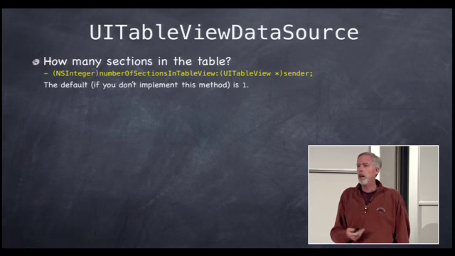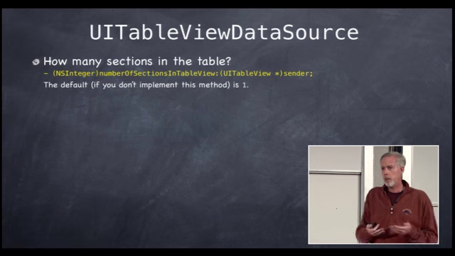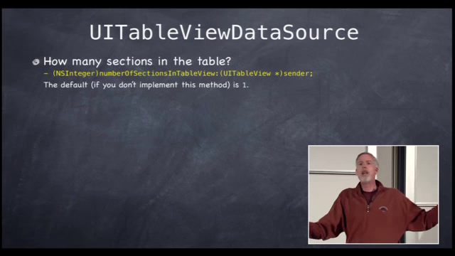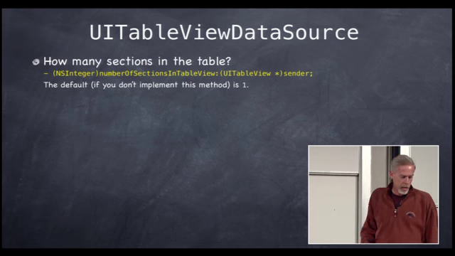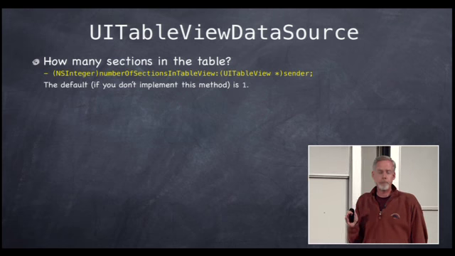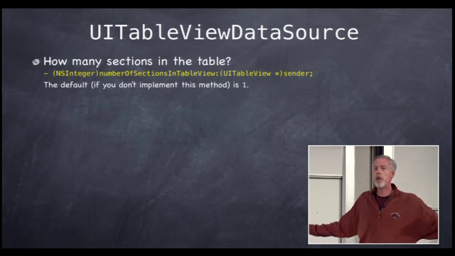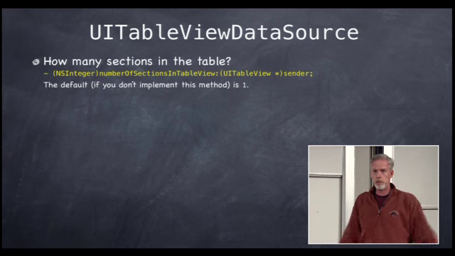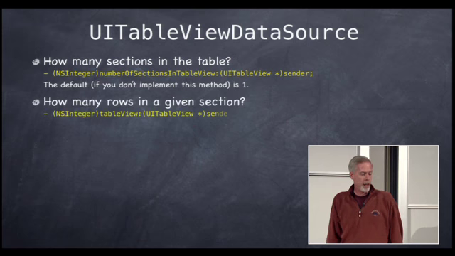And you could assign the result to an int, because you know in this case that the number of sections in the table view is not going to be 10 billion. It's going to be some number that's going to fit in an int. If you don't implement this method, it's an optional method in the data source protocol, then the answer is assumed to be one section. In other words, all your rows, one big section. Right? Which is common, to just not implement this and have one big long table.